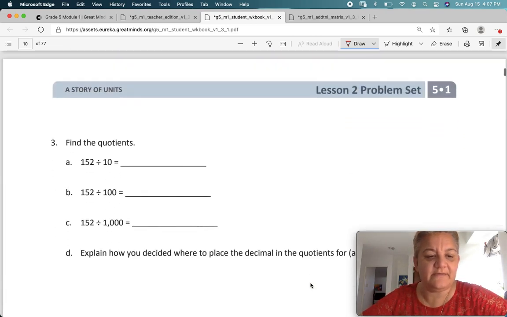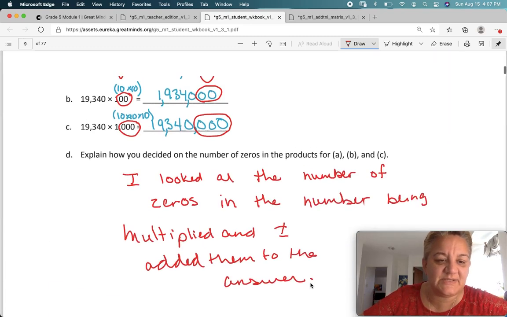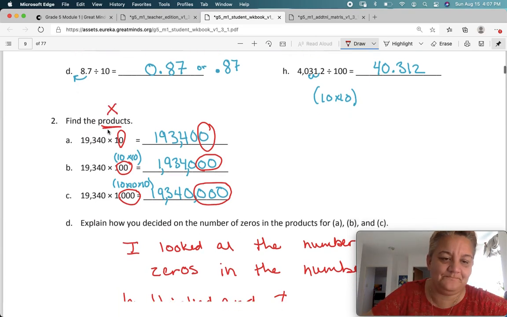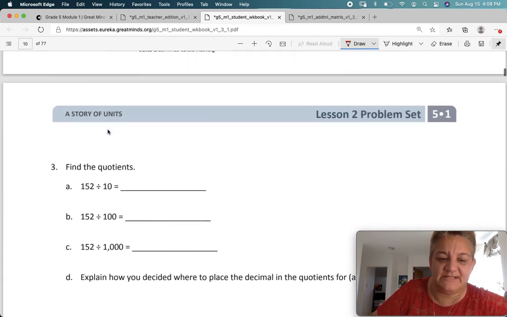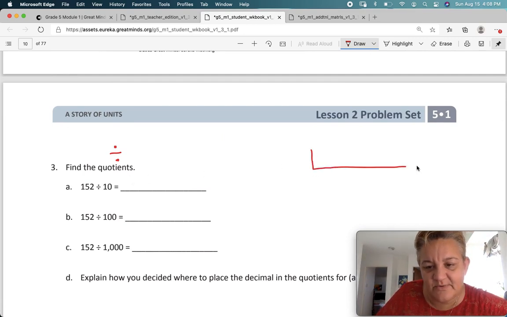Number 3, find the quotients. So we're just doing the same thing. This was the product up here. Product, remember, means multiply. Whenever you see the word product, that means multiply. And whenever you see the word quotient, that means divide. So now I'm going to subtract a 0. Okay, but how do I subtract a 0 when there's no 0 there?